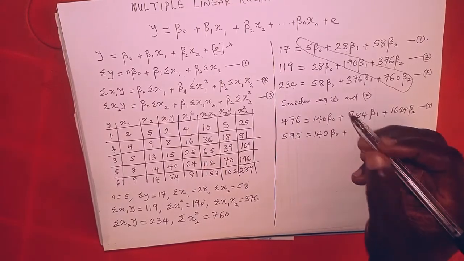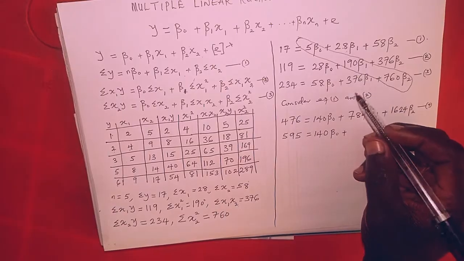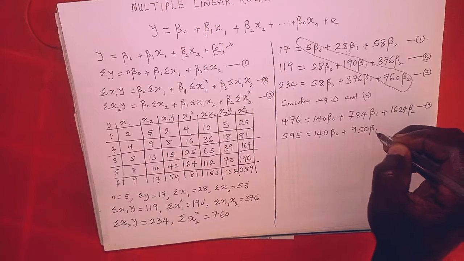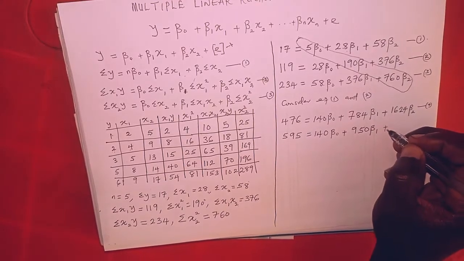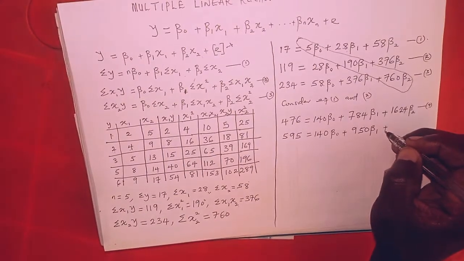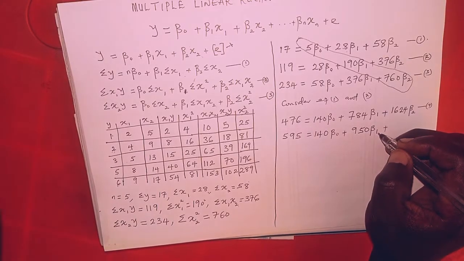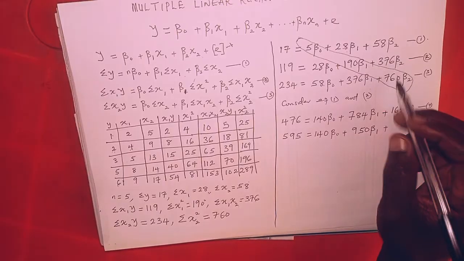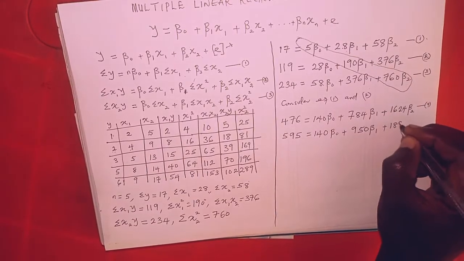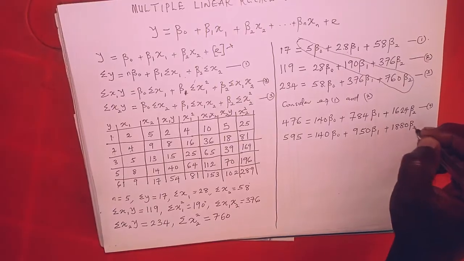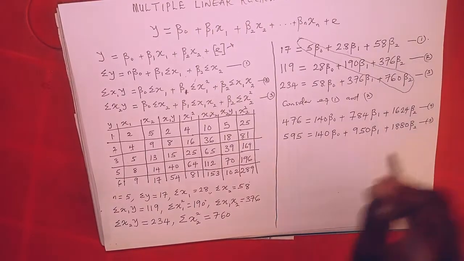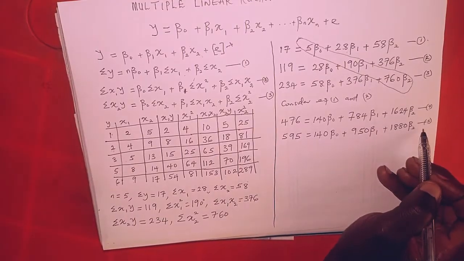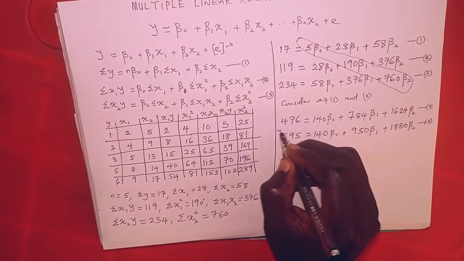Then we have plus 5 multiplied by 190, that is 950 beta 1, plus 5 multiplied by 376, that should be 1880 beta 2. So let's say this is equation 5. Now we can subtract equation 4 from equation 5 or equation 5 from equation 4, any one you prefer.